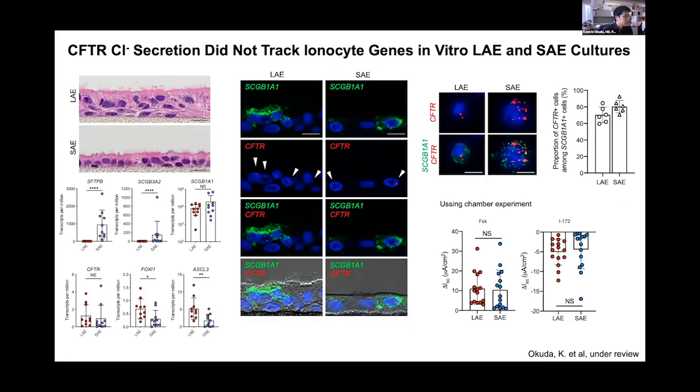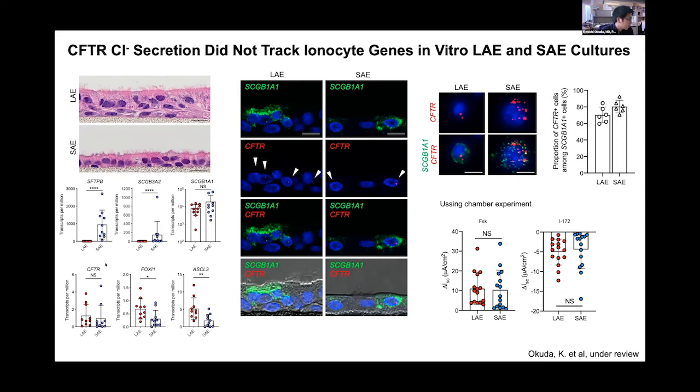So next we try to relate these expression data to functional data. We have developed different cell culture systems for large airway and small airways, and then we compare the gene expression for these two culture systems. These are small airway specific genes. Even in vitro, these genes are specifically higher in the small airways. But SCGB1A1 expression is similar in both regions.